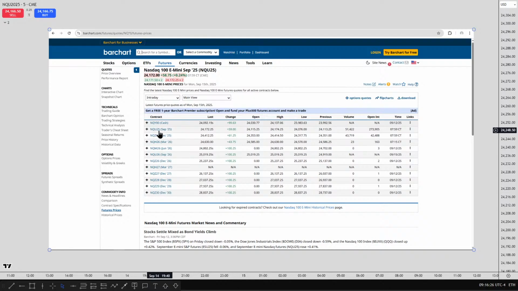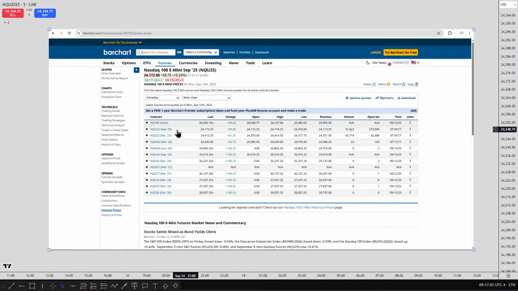So, for NQU 2025, as you can see here, it says September 25th. I'll show you the website in a second, but that means this contract is valid until the third week of September 25th. Now, which part of the week? Generally, you're going to do like the second or third day, but to use it precisely, you're going to go over here where it says open interest, and when this number of open interest is higher than the next contract, which is NQZ 2025, then you would switch over contracts.